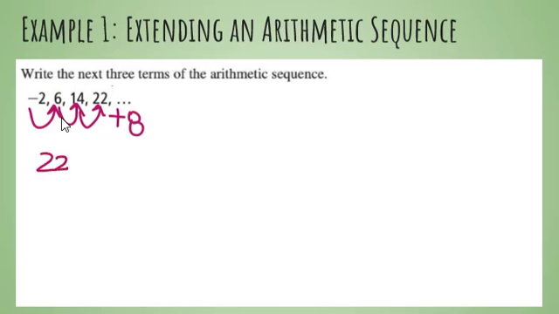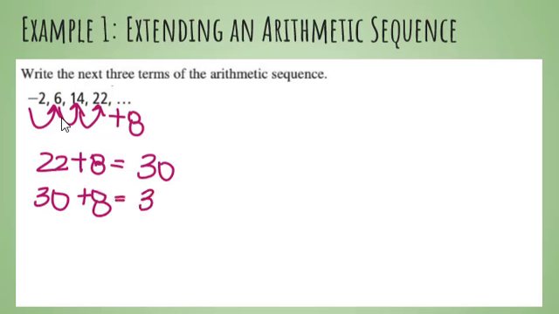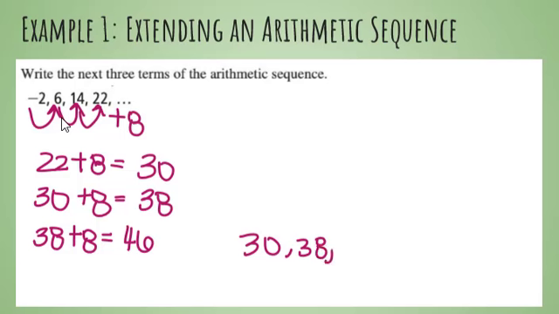So that means we're going to do 22 plus 8 to get our next term, which is 30. Then we're going to do 30 plus 8 to get our next term, which will be 38. And then finally, we're going to do 38 plus 8 to get our third term, which is 46. And then when we write these, we're going to list them out. So 30, 38, and 46. So these are the next 3 terms of the arithmetic sequence.